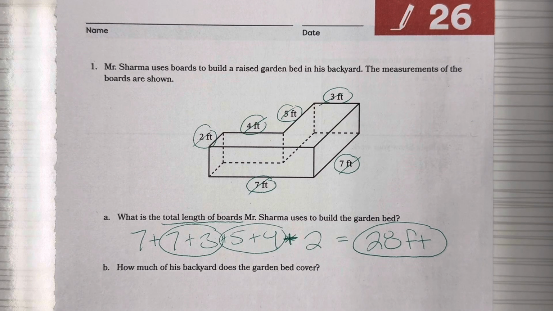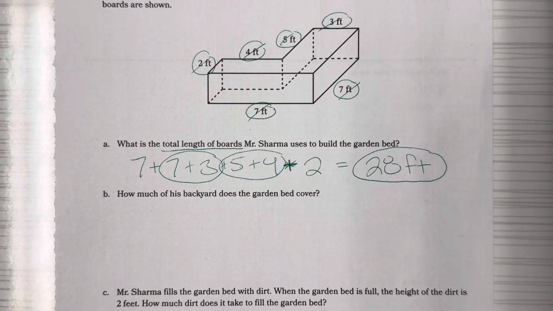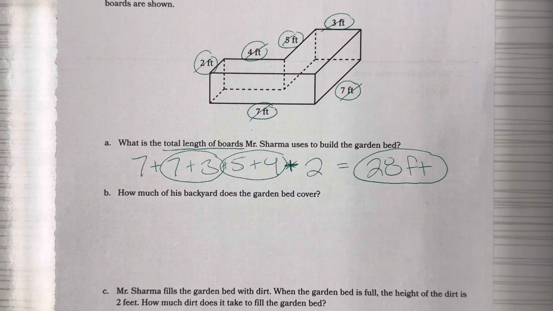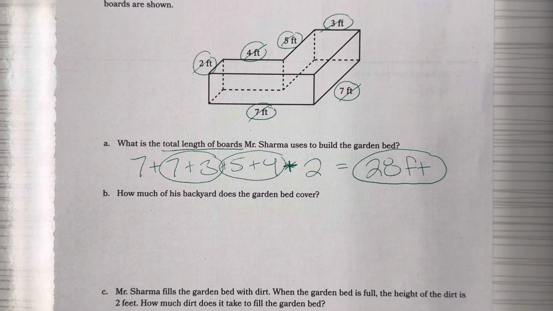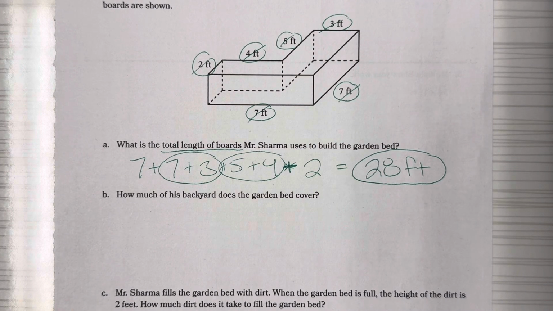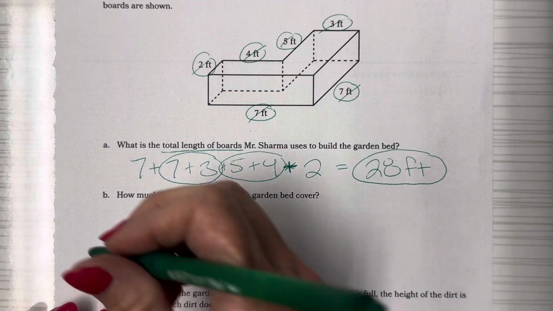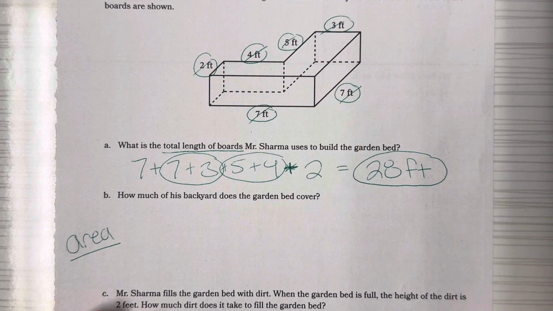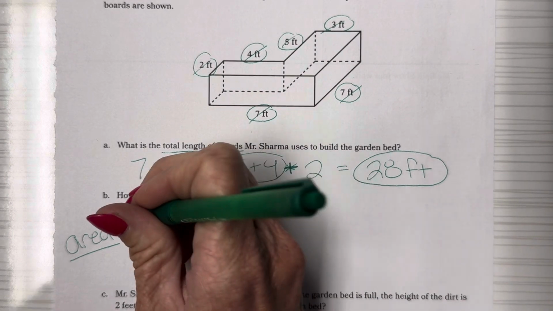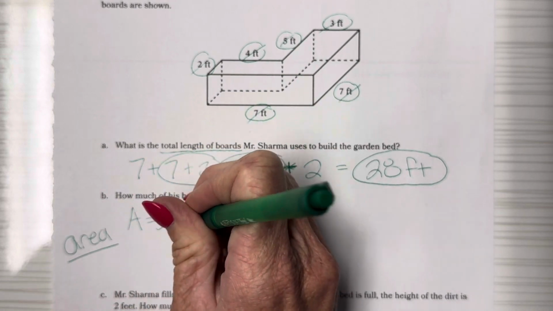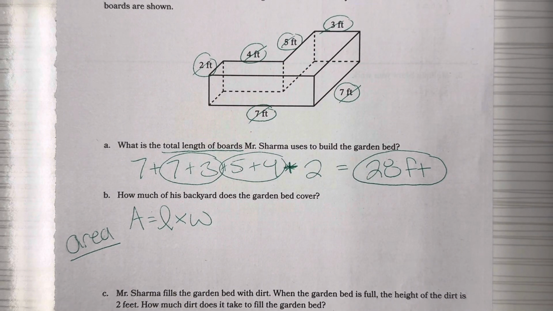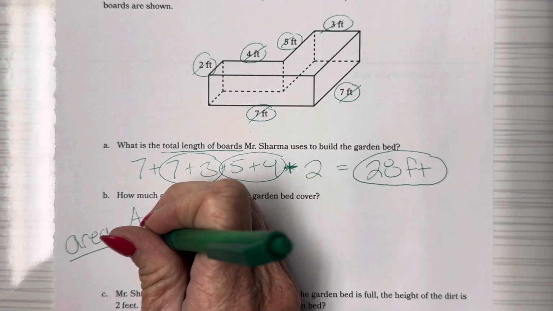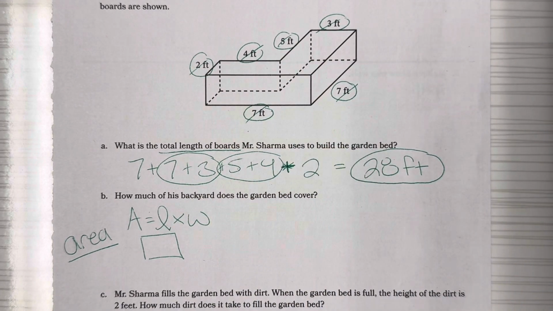Okay, my next question says, how much of his backyard does the garden bed cover? So this question's asking how much space is it going to take up? How much land is it going to be sitting upon? So this would be an area question. How much area is it going to take up? I know my formula for area is area equals length times width. But that formula is only for rectangles, not for weird shaped backwards L's.